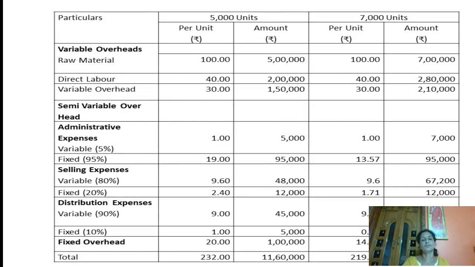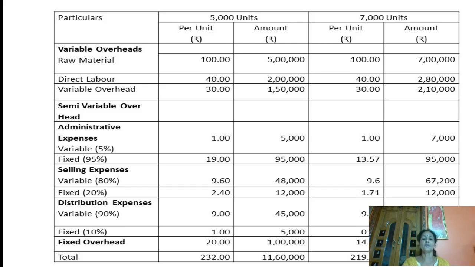So here what you have to do is take 20 rupees into consideration. In 20 rupees, if you find out 5%, that will be just 1 rupee. That 1 rupee will be treated as variable. So 5,000 into 1 is 5,000. The per unit cost, how much was it given? 20 rupees. In 20 rupees, what they have stated is 5% is variable. So in 20 rupees, 5% is 1 rupee. So 5,000 into 1 is 5,000.